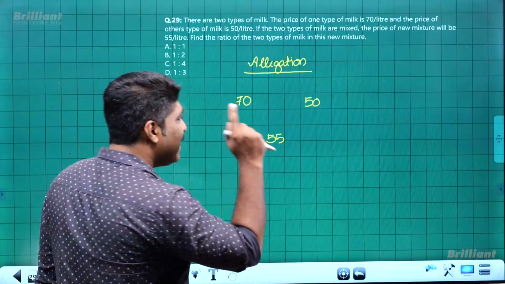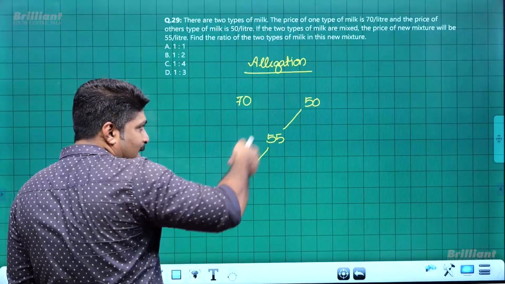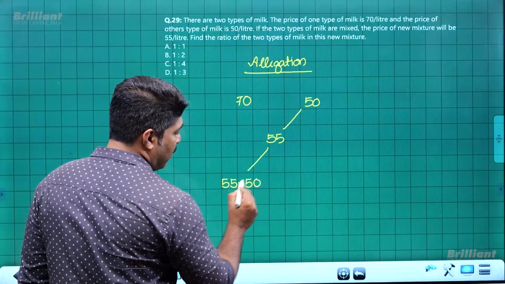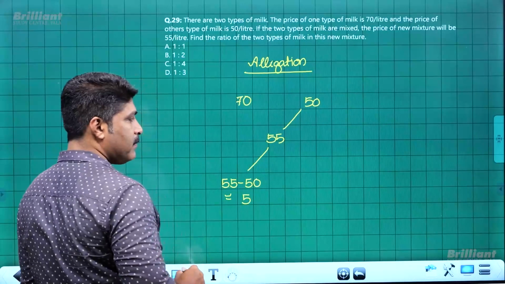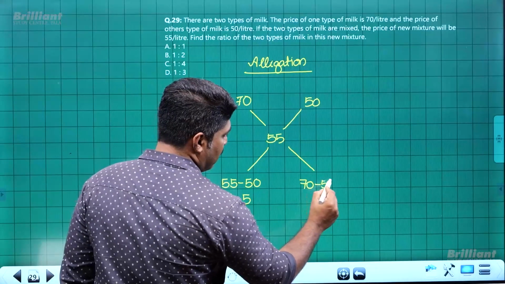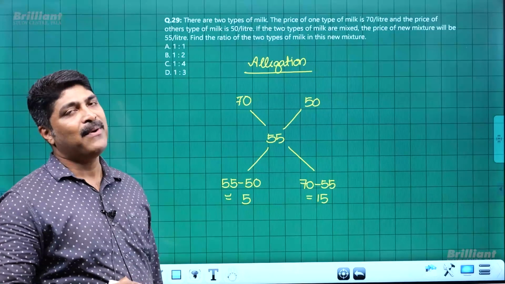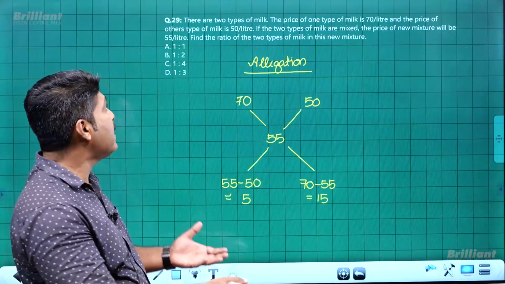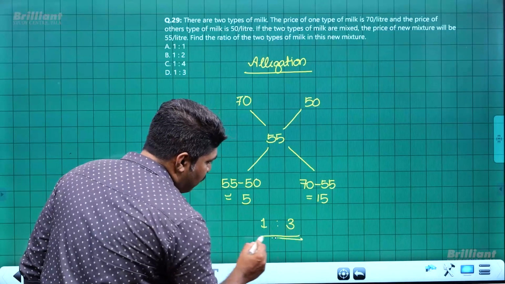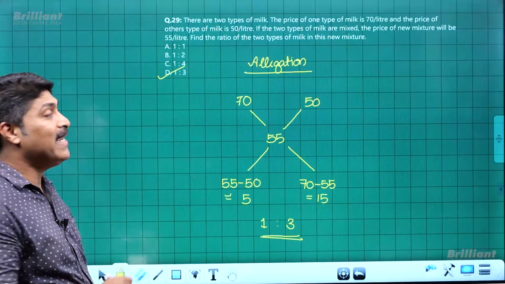There, the simple trick is like this. You write the differences in the diagonal way of subtraction. This is 55 minus 50. What is it? This is equal to 5. And do this operation here: 70 minus 55. What is the answer here? That is 15. So these are the values representing the quantities. Hence we can write these values in the form of a ratio, 5:15. You can write it as 1:3. Simple. So that is 1:3. Clear? This is the application of alligation in such a question.